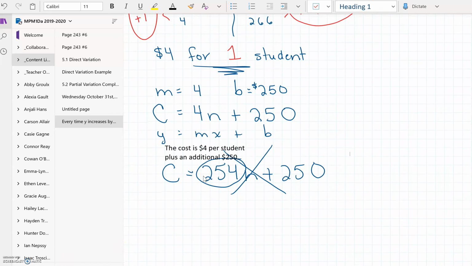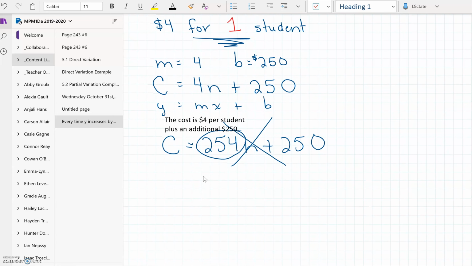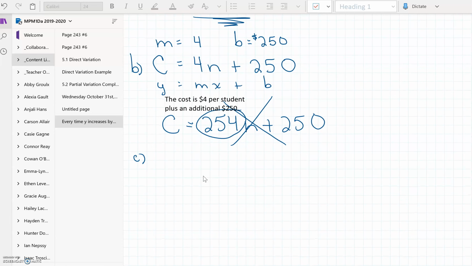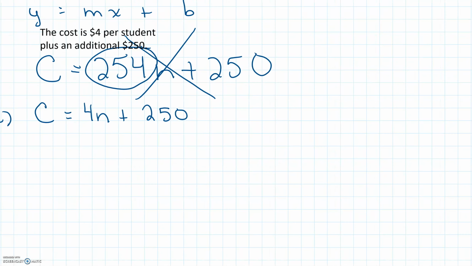Now they want us to find the equation to determine the total cost if 25 students attend. So that's question C. I'll just put that the equation is question B. So for question C, to use the equation to determine the total cost, that means we need to rewrite the equation, which is 4N plus 250. And we need to find, it says, the total cost. So we're looking for the cost. So we're going to put C equals question mark, which means I have to have the N. And the N represents the number of students. In this case, they want 25 students.